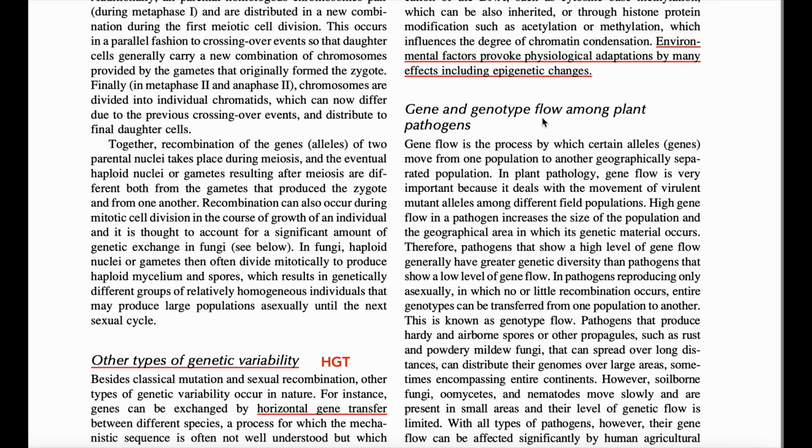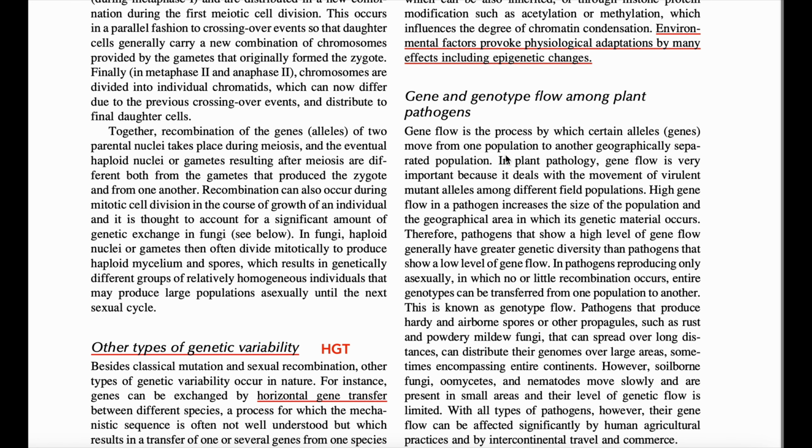Gene and genotype flow among plant pathogens. In plant pathology, first, what is gene flow? It is the process by which certain alleles move. What are alleles? Alleles are the contrasting characters of a particular gene. So in a single gene, again in genetics, we have seen this capital T, small t, right? We have seen this while doing crossing. Capital T, small t. So this is one gene.